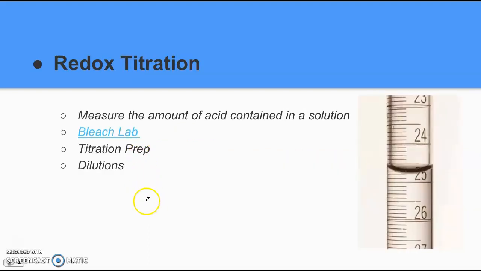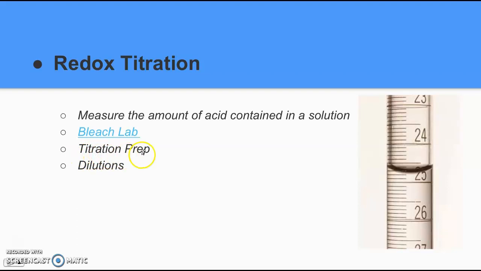All right, next is redox titration. So with this, you measure the amount of acid contained in the solution. So we did a couple of redox, or a couple of titration labs. The redox titration lab that we did was the bleach lab, and this was early first semester. So with redox titrations, or any titration, there's a couple different processes that you want to know about.